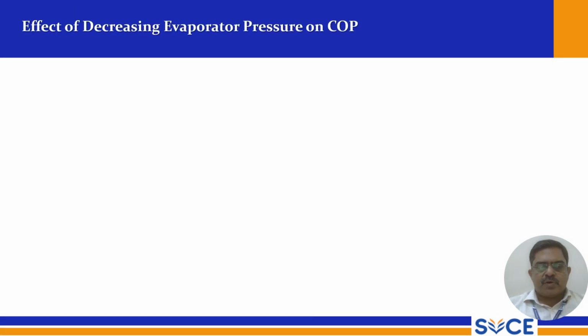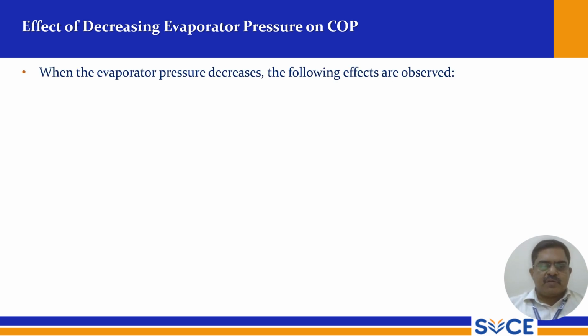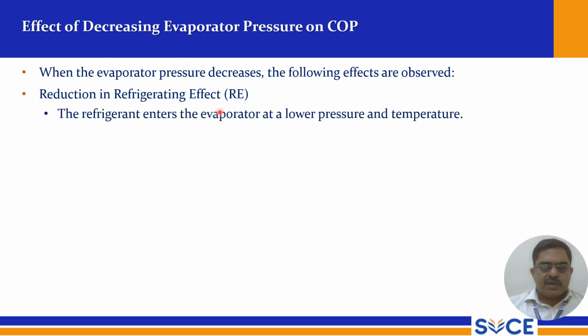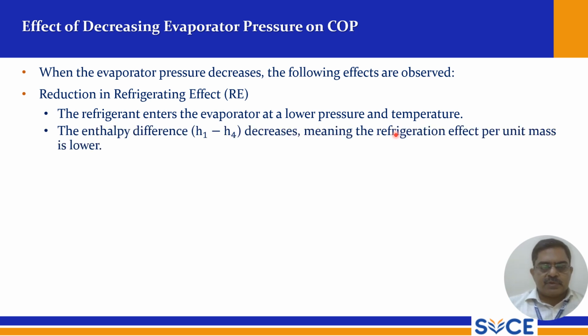So here, decreasing the evaporator pressure has significant effects on COP. When the evaporator pressure decreases, the following effects are observed. First, a reduction in refrigerating effect, that is RE. The refrigerant enters the evaporator at a lower pressure and temperature. The enthalpy difference H1 minus H4 decreases, meaning the refrigeration effect per unit mass is lower. So here the entire refrigerating effect is lower.